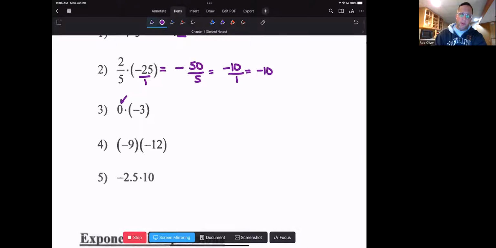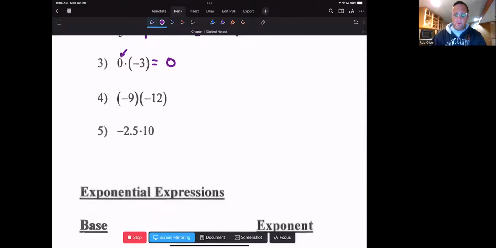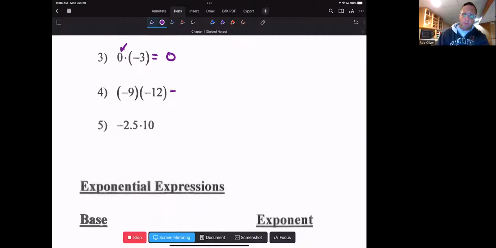All right, now 0 is unsigned. That's neither negative nor positive. So 0 is just 0. The rule for 0 is that it's always 0. There's no such thing as -0, and there's no such thing as positive 0. 0 is just 0. All right, for number 4, we have a negative times a negative, which makes a positive. You don't have to put a plus sign if it's positive, but that's positive. And then 9 times 12 is 108. There you go.